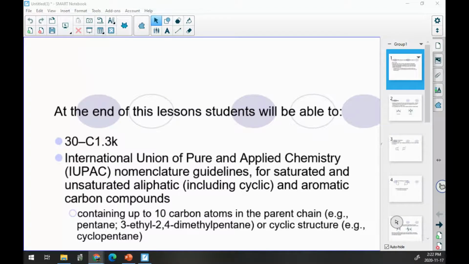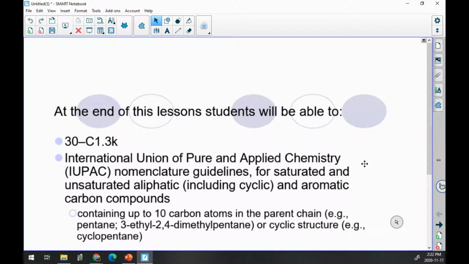We also defined an alkane. What was an alkane? It was a hydrocarbon containing only carbons and hydrogens and only single bonds.